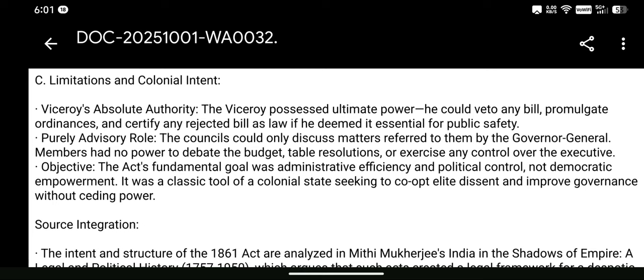Purely advisory role: the councils could only discuss matters referred to them by the Governor General. Members had no power to debate the budget, table resolutions, or exercise any control over the executive. Objective: the Act's fundamental goal was administrative efficiency and political control, not democratic empowerment. It was a classical tool of colonial states seeking to co-opt elite dissent and improve governance without ceding power.